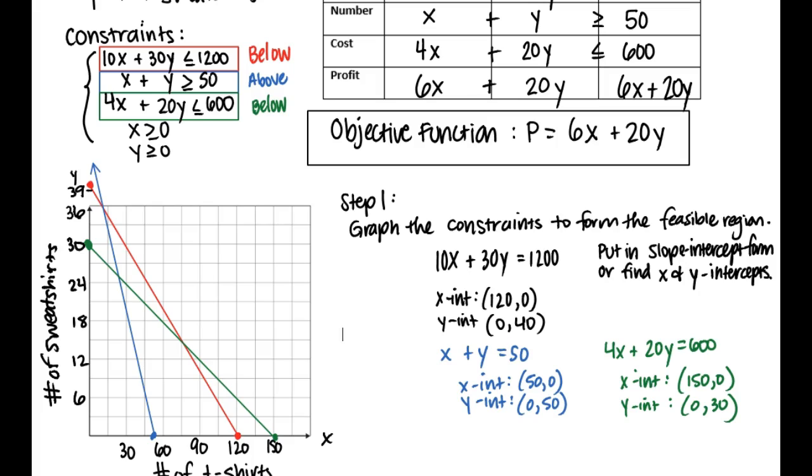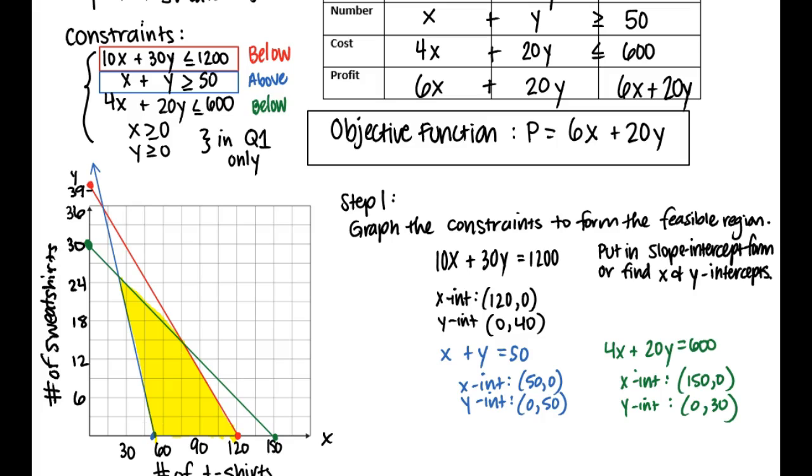The last 2 constraints are actually just the x and y axes, so that just tells us that we are working in the first quadrant only. So now I have the feasible region shaded. Remember, the feasible region is just where all of the individual linear inequality shading overlap.